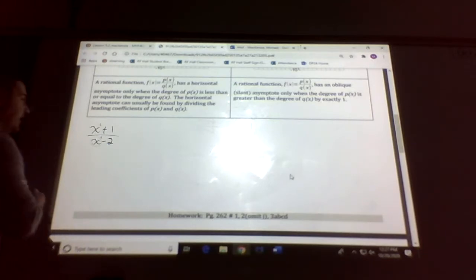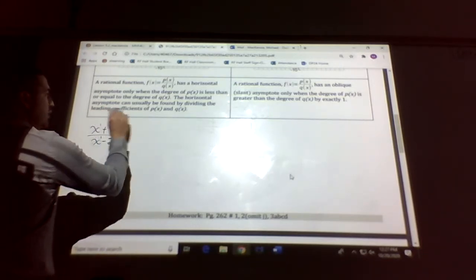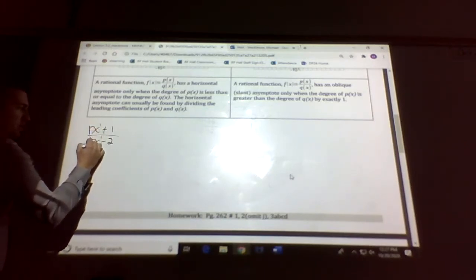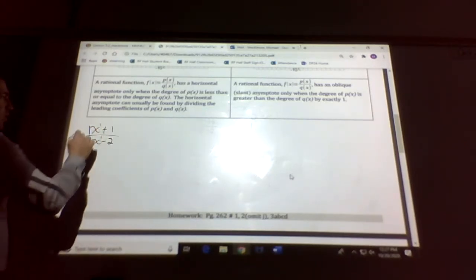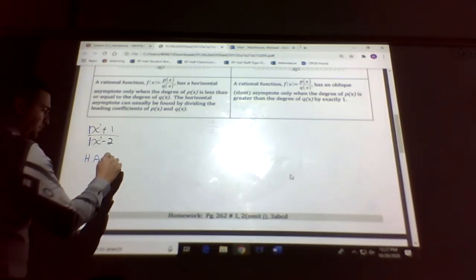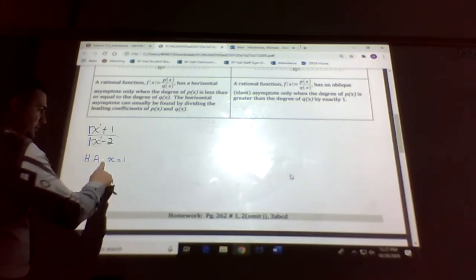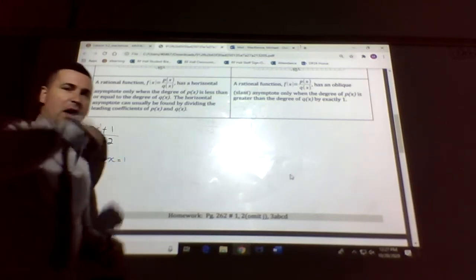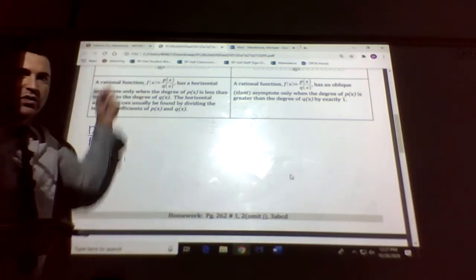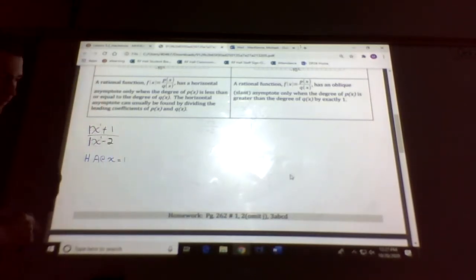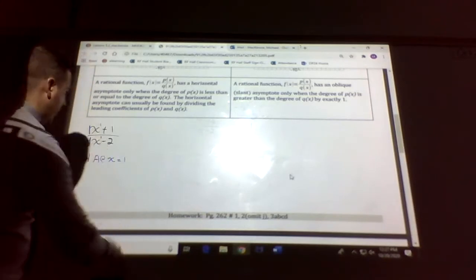The way you find it is to take the leading coefficients. The leading coefficient is 1, and the leading coefficient is 1 here. So 1 divided by 1, we're going to have a horizontal asymptote at y equals 1. 1 divided by 1 is 1. That's why, if you go back to the first example, I put a horizontal asymptote at 1. It's because I divided the leading coefficients. I'll give you another example.